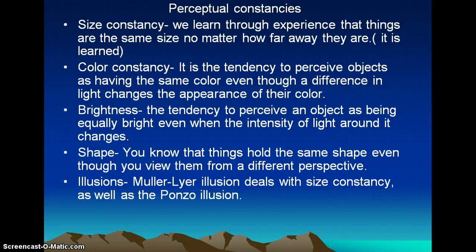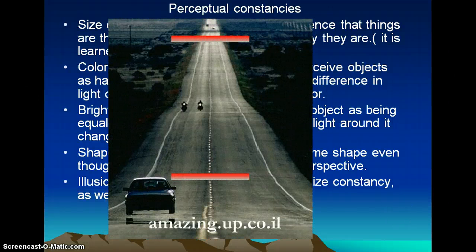And there are a couple of illusions that deal with size constancy as well. The Müller-Lyer deals with size, and the Ponzo illusion deals with perspective. This is the Ponzo illusion. It's two lines, but the one on top appears to be much longer than the one on the bottom, because of the way this perspective is drawn.